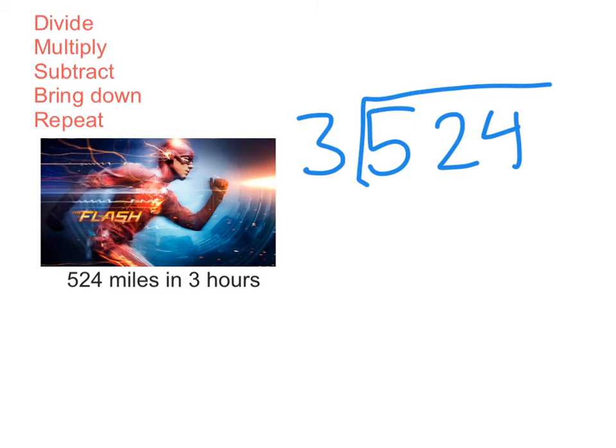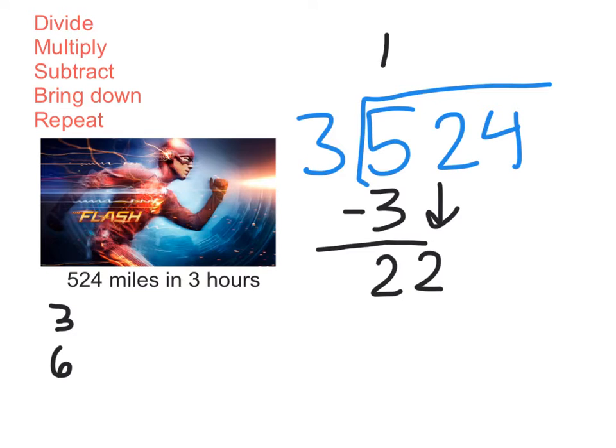Now here's a cool little shortcut. If you can't quite remember your times tables, you can just start listing until you get to the numbers. So I'll go 3, 6, and I see 6 is greater than 5. So I can only get 1 in there. So there will be 1. Now I'm going to multiply it. 3 times 1 is 3. Next step is to subtract it. 5 minus 3 is 2. Next step is to bring down.